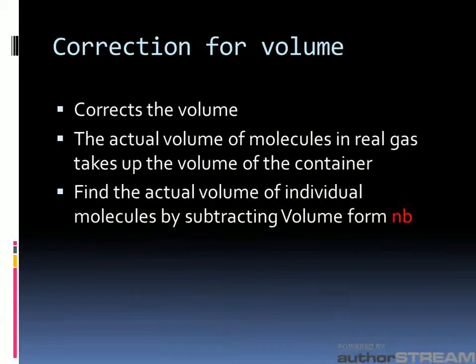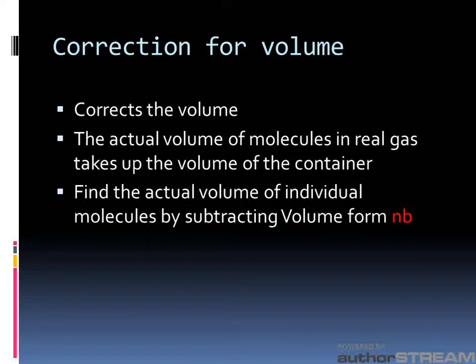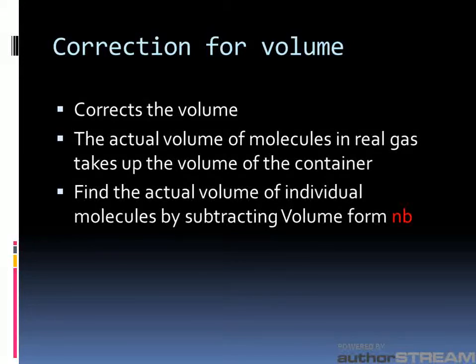The correction for volume is necessary as the actual volume of the molecules themselves in a real gas takes up some of the volume and space of the container. We can correct the volume by considering the number of particles and the actual volume of the individual molecules. The actual volume of the individual molecules is represented by the letter B. Thus, to determine the volume for a real gas, we subtract nB from the volume of the container. So rather than using V, we use V minus nB.